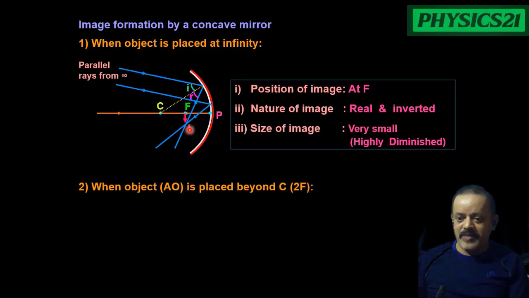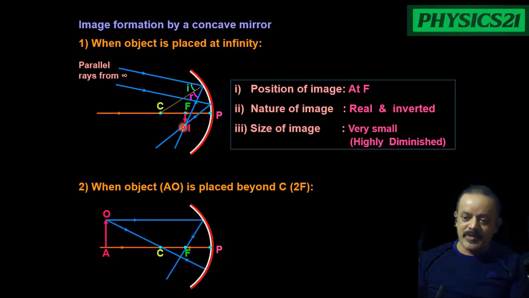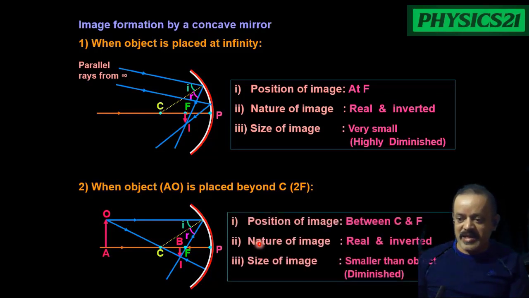In the second case, the object is placed beyond C. So in this diagram, an object AO is placed beyond C. The first ray we consider is incident parallel to the principal axis. After reflection, it will pass through the focus. And the second ray is incident from the direction of the center of curvature and retraces its own path. So these rays will intersect between C and F. So there will be the image, which is between C and F, real, inverted, small in size.